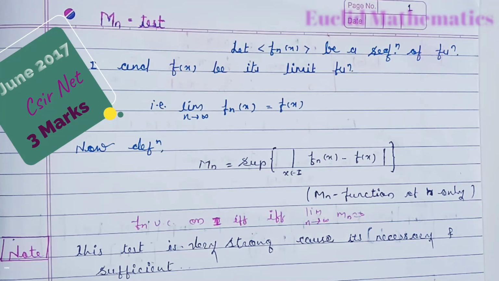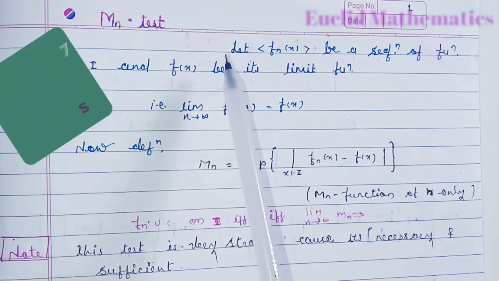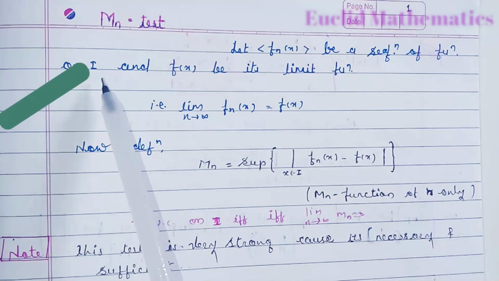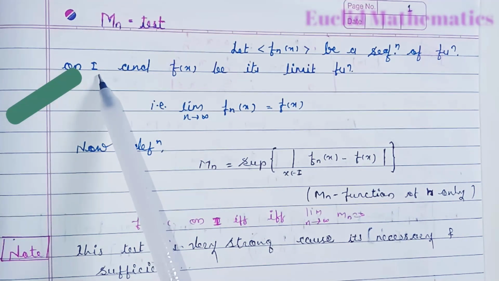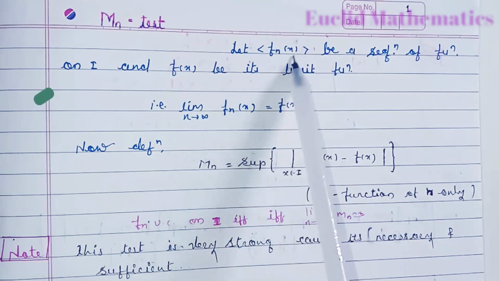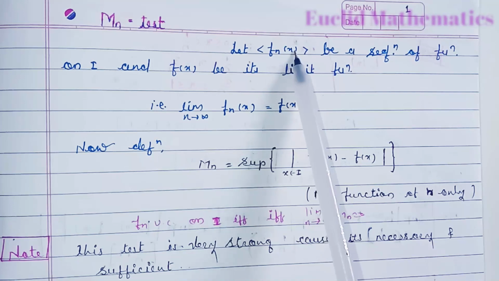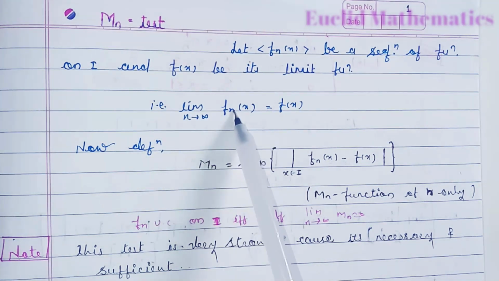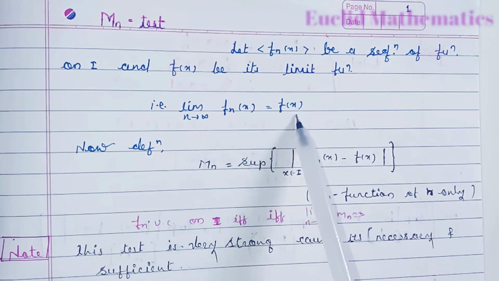So let's start our today's lecture with the Yeoman test for sequence of functions from real analysis, which is the most important topic for all types of competitive exams. So here, the Yeoman test says that if f_n(x) is a sequence of functions on interval I, and f(x) is the limit function, that means when we apply limit n tends to infinity to our sequence of functions, we get f(x). So if we apply limit n tends to infinity of f_n(x), we get f(x).